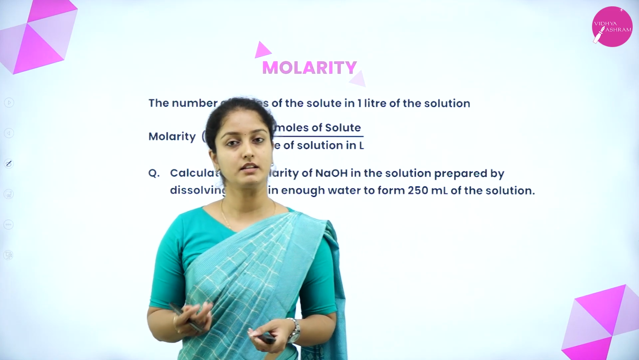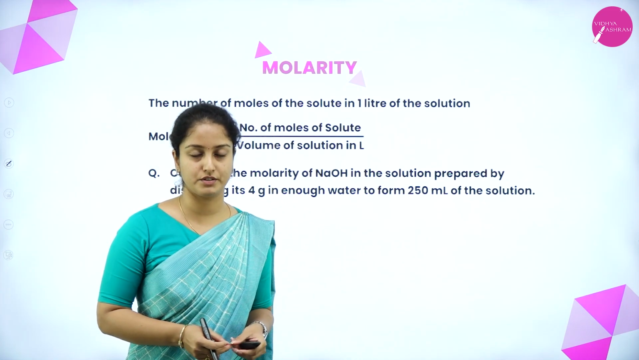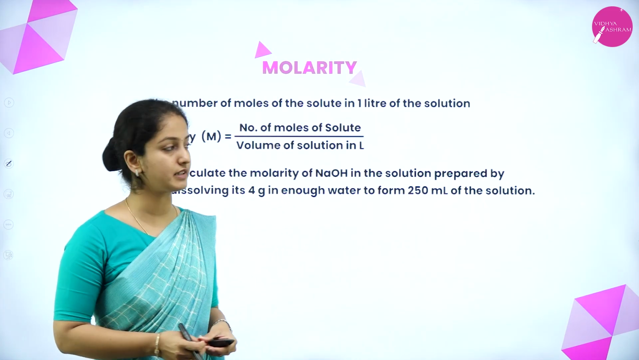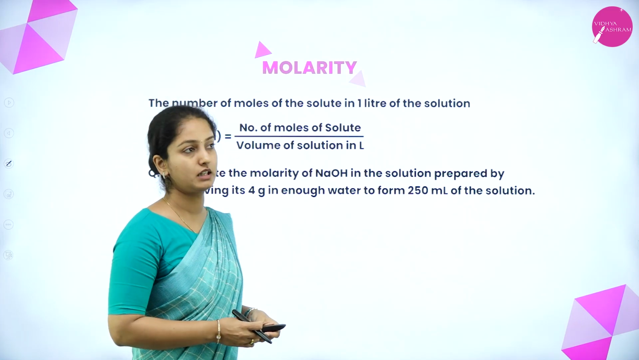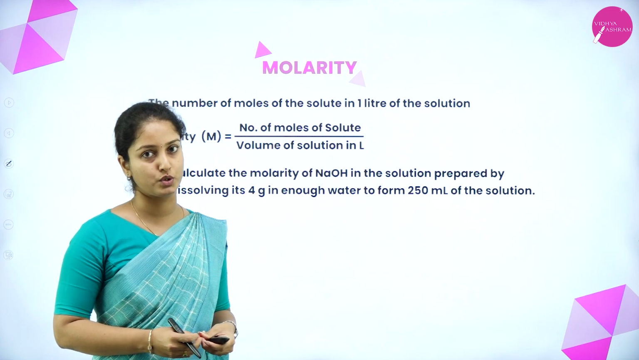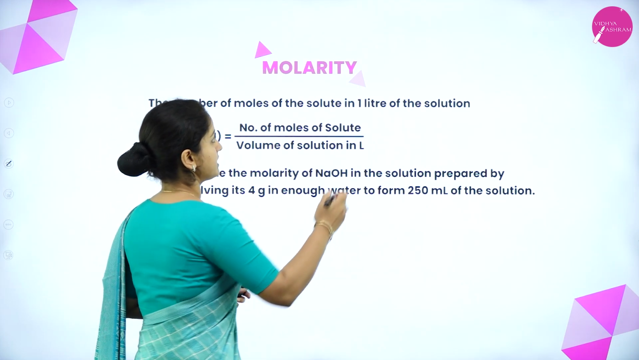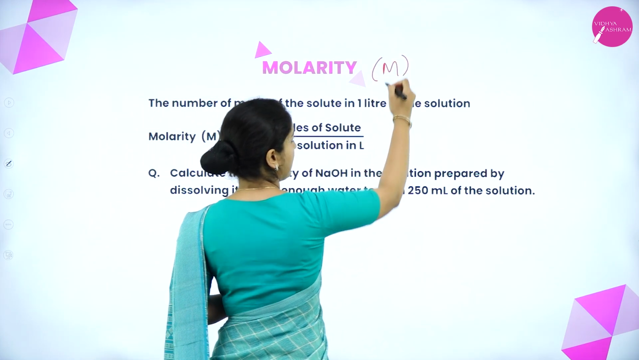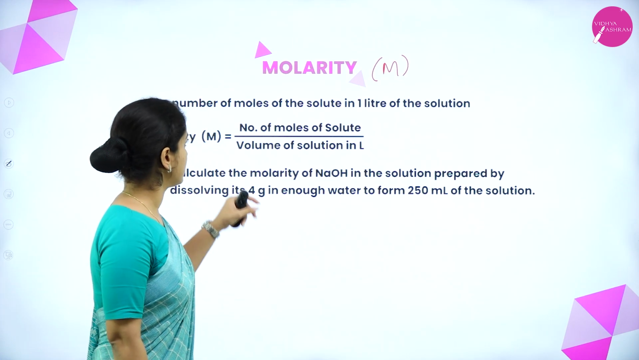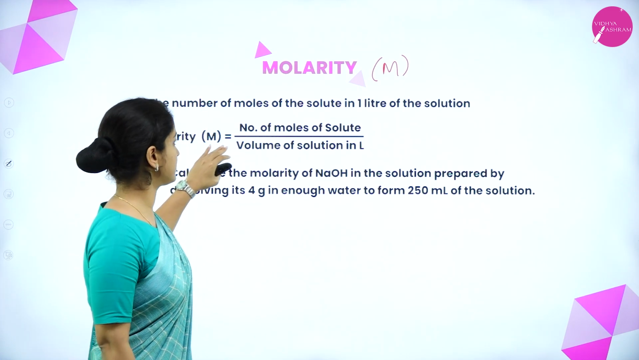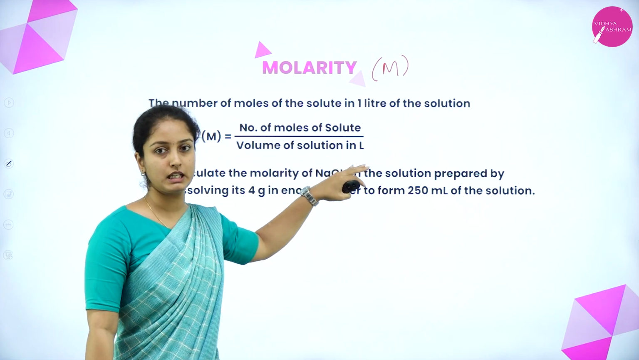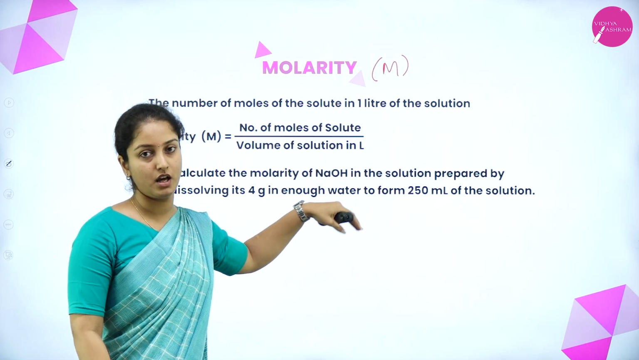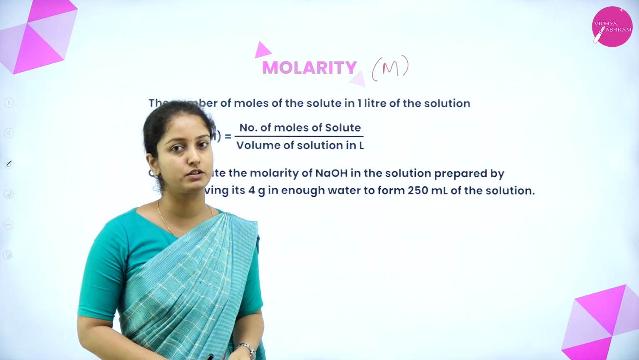So we shall see another way of expressing the concentration of a solution, that is molarity. Molarity is the number of moles of solute in 1 liter of a solution. The molarity is expressed by the symbol M, and using the formula, molarity is equal to number of moles of solute divided by volume of solution in liters, we can find the molarity of the solution.